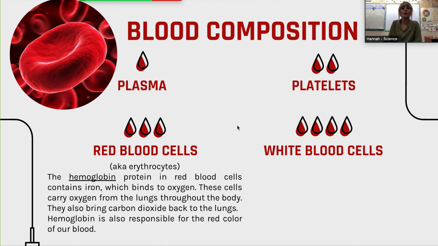Red blood cells are also known as erythrocytes, and the hemoglobin protein that's in our red blood cells contains iron. And we know that our red blood cells bring oxygen throughout our body. It's because that iron binds to the oxygen. These cells carry oxygen from the lungs throughout the rest of the body. They also bring carbon dioxide back to our lungs, and hemoglobin is the reason that our blood has that red color.